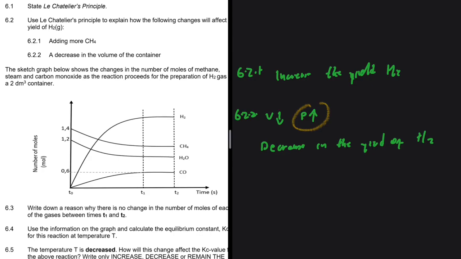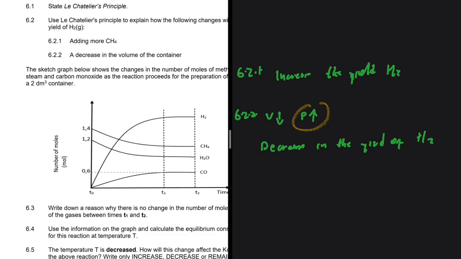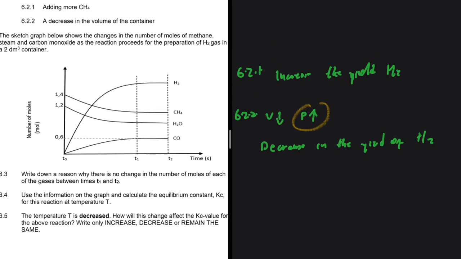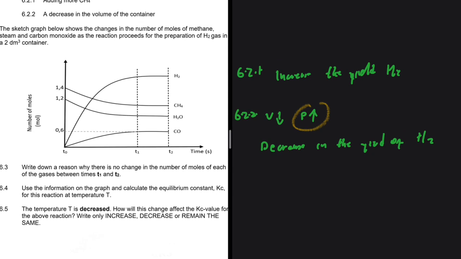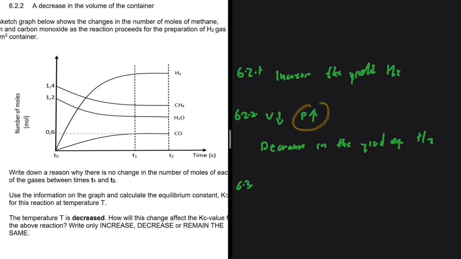Okay, let's take a look at 6.3. The sketch graph below shows the changes in the number of moles of methane, steam, and carbon monoxide as the reaction proceeds for the preparation of hydrogen gas in a 2 decimeter cube container. Okay, 6.3, write down the reason why there is no change in the number of moles of each of the gases between T1 and T2. Okay, we can see that the number of moles of all those gases between T1 and T2 remains the same. There is no change. Why is that? That is what we need to explain.